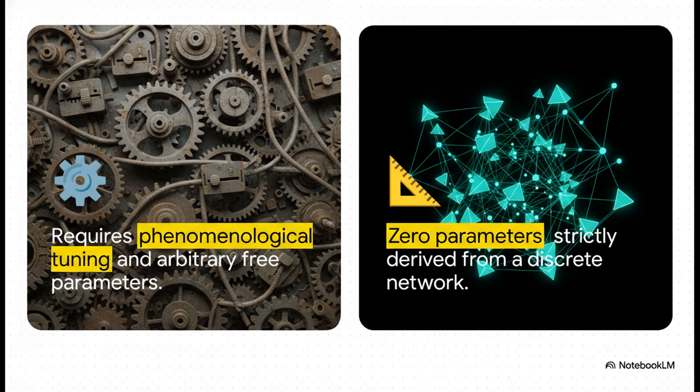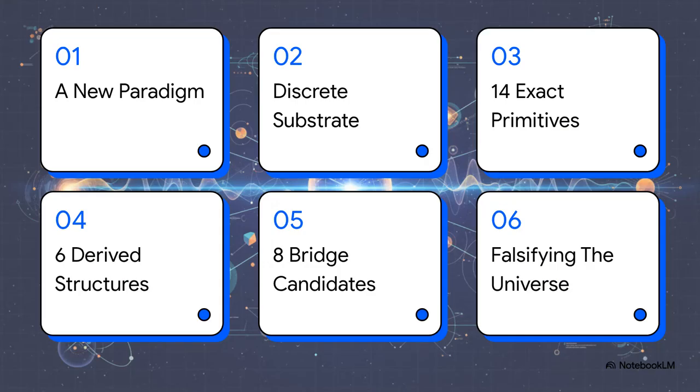Right now, modern physics is kind of in a crisis. The Standard Model is incredibly successful, sure, but it essentially forces scientists to manually guess and plug in dozens of free parameters, like masses and coupling strengths, just to force the math to work. It's a bit like tuning a guitar by trial and error. Unified Dynamics completely rejects this approach. It generates reality strictly from geometric logic, predicting exact values with zero free parameters based purely on the combinatorial limits of a discrete network.